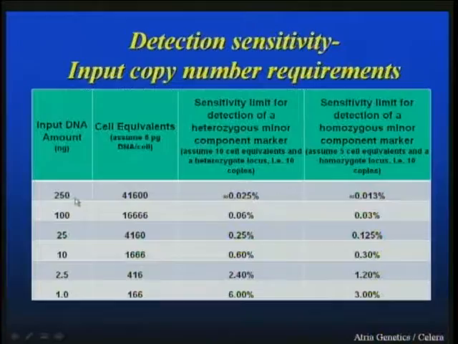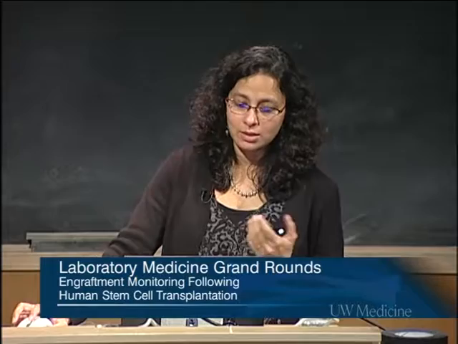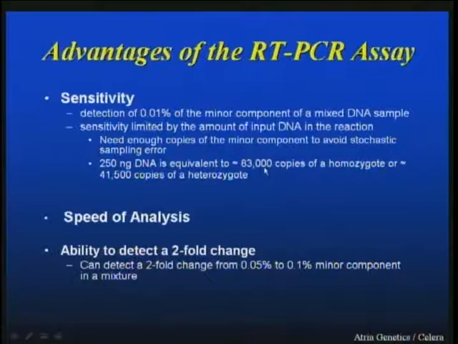It actually gets a little scarier than that, as I'll describe to you what the assay actually involves. And the reason for this is, of course, that you're trying to avoid stochastic sampling error. And you want a minimum amount of DNA, 250 nanograms, to be assured of a certain number of copies of whatever locus you are examining.